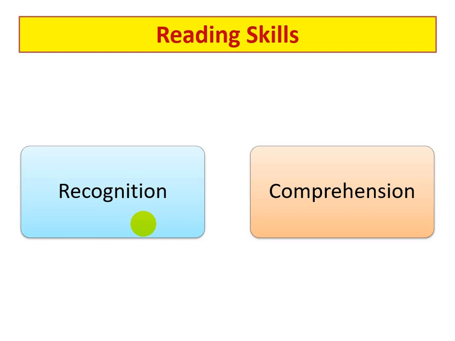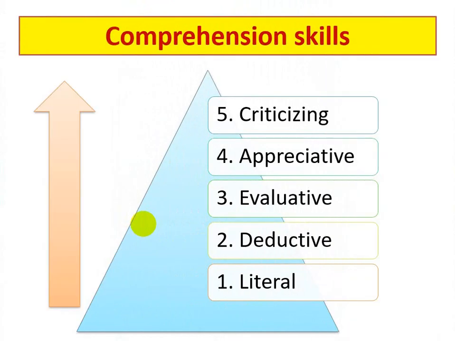So we have here two major skills. The first is recognition, just to recognize the words, what are they, how are they spelled, how are they pronounced, for example. Then to move to the second major skill, which is comprehension, to try to understand the meaning of these words, whether these meanings are literal meaning, the denotation of these words, or connotation, the implied meaning of the words or phrases. Let's move here to the skills of comprehension.